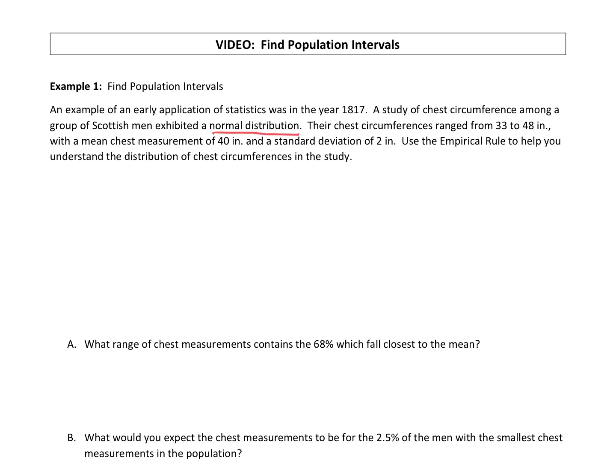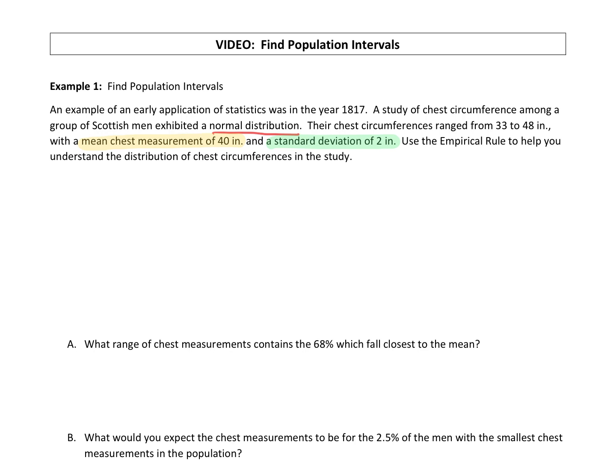So keyword right there. Their chest circumferences ranged from 33 to 48 inches, with a mean chest measurement of 40 inches and a standard deviation of 2 inches. Use the empirical rule to help you understand the distribution of chest circumferences in the study. Okay, so they told us the mean chest circumference was 40 inches and the standard deviation was 2 inches. That's enough information for us to draw a normal distribution for this data set. So that's what you're going to do.